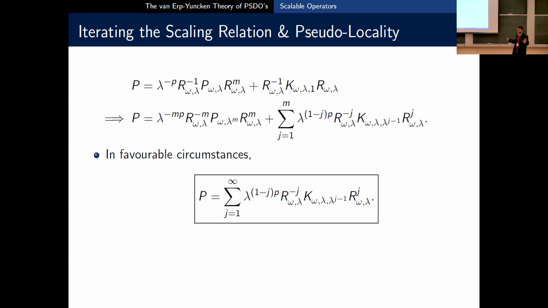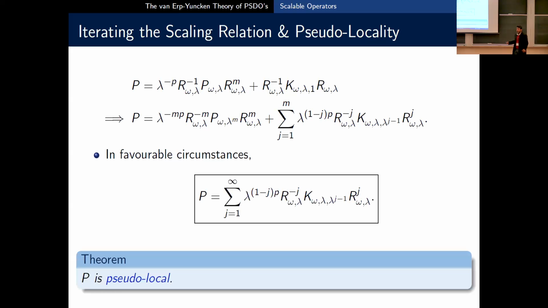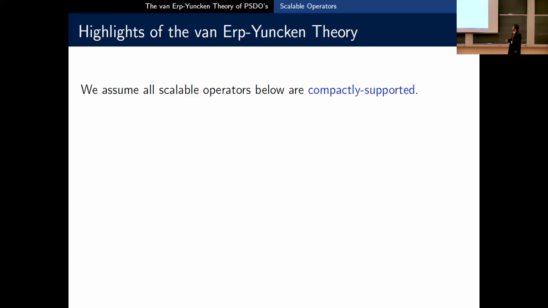This does not happen all the time, but in our situation of the off-diagonal point in our previous picture, this is literally the expression of the operator. So what this tells you is that the singular support of the operator only lies on the diagonal, and that makes this operator pseudo-local.